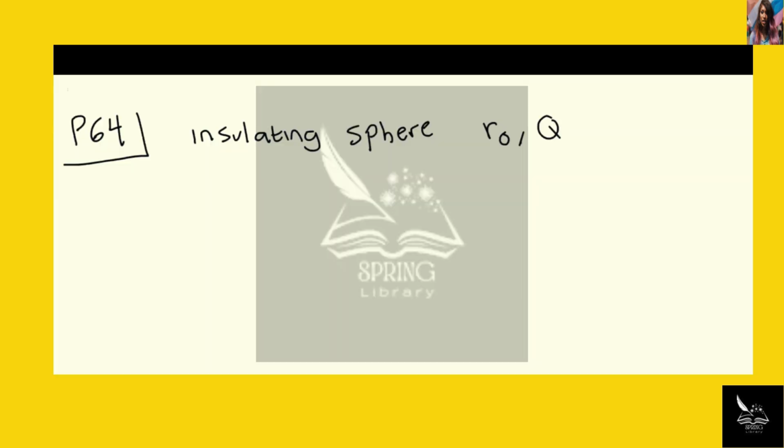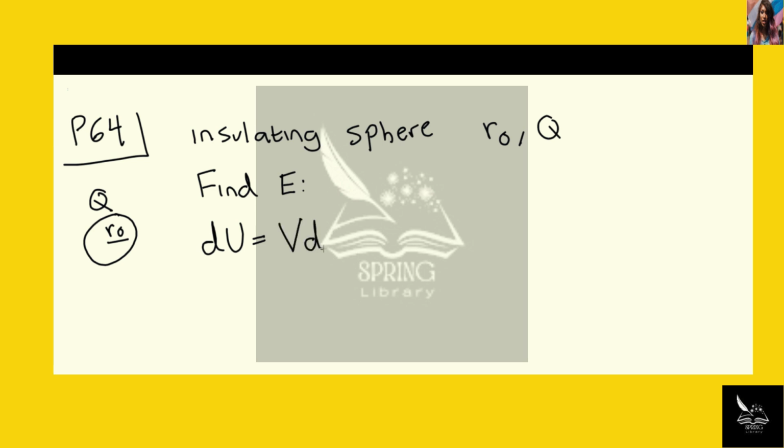Okay, in this problem we are asked to find the total electrostatic energy of an insulating sphere. We're given its radius, r naught, and its total charge, big Q. To start off, we need to note that for a generalized charge distribution, a small amount of energy is simply the electric potential times a small amount of charge, and we're going to integrate this here.